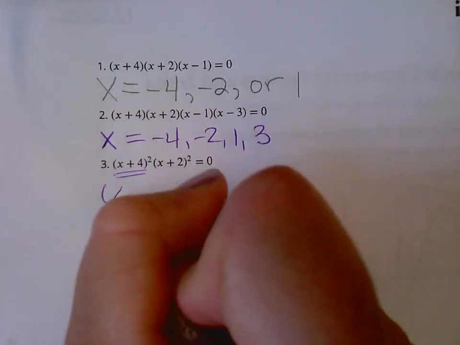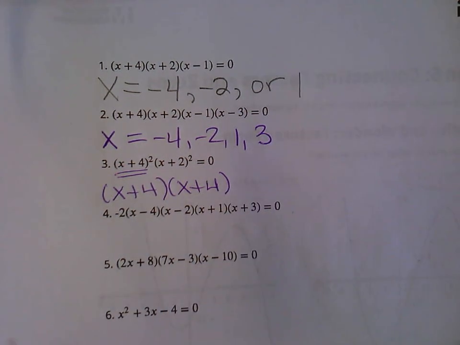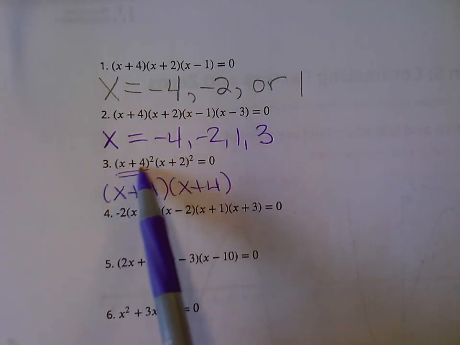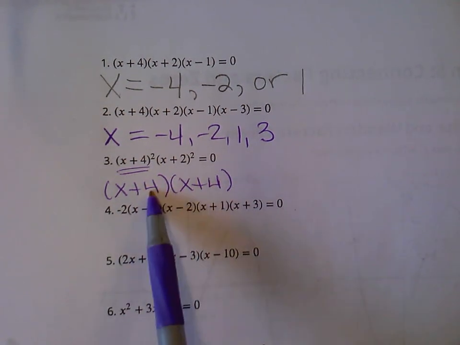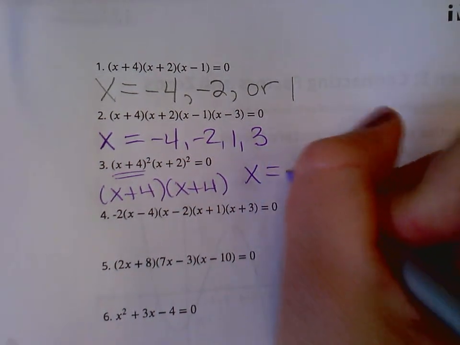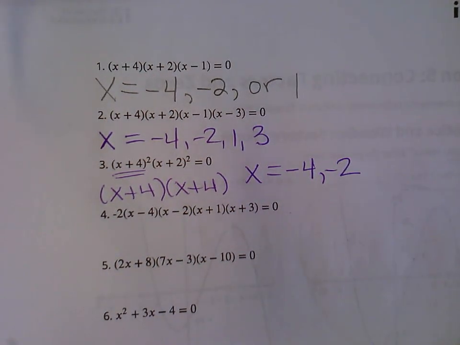This means writing x plus 4 times x plus 4. What is the x-intercept? -4. We're going to figure out how the graph changes. It's called multiplicity when you have more than one factor occurring at the same time. But all you would need to say is that -4 and -2 would be your two x-intercepts on the graph.